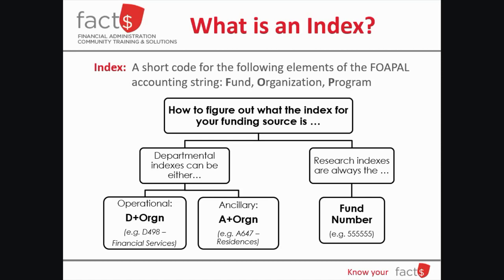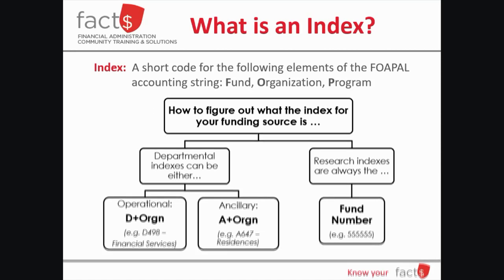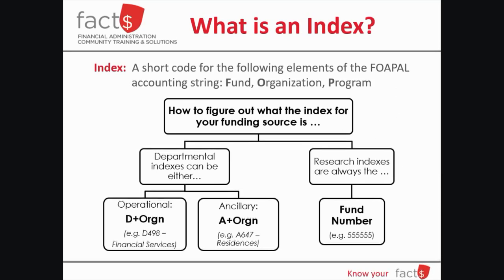The intent of the index is to make your life easier. Here's how it works. If you are charging to a departmental funding source, it will either be operational or ancillary. If it is operational, a D replaces the 100,000 fund code. This is true for all departments. If it's an ancillary, an A replaces the fund code.